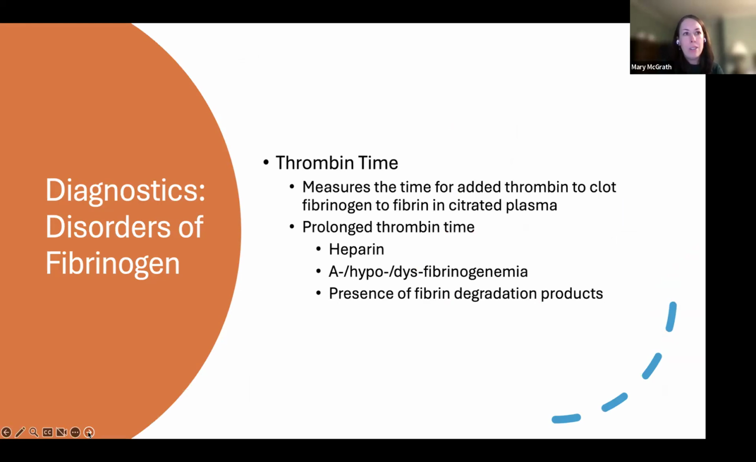And then if a disorder of fibrinogen is suspected, one of the main assays to start with is a thrombin time. So your thrombin time measures the time it takes for fibrinogen to be converted to fibrin and form a nice clot. Thrombin time can be prolonged by heparin, underlying afibrinogenemia, hypofibrinogenemia, or dysfibrinogenemia, and can also be prolonged in the presence of fibrin degradation products such as we see in DIC.